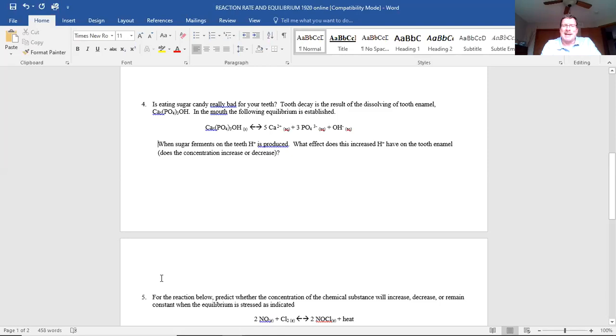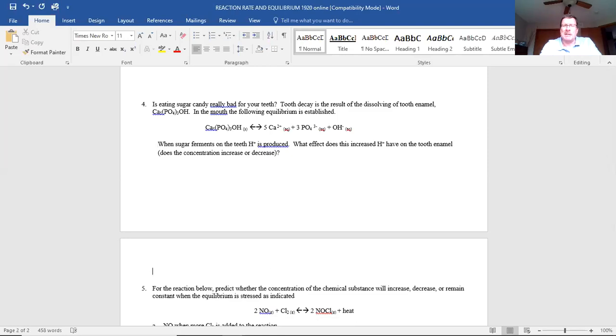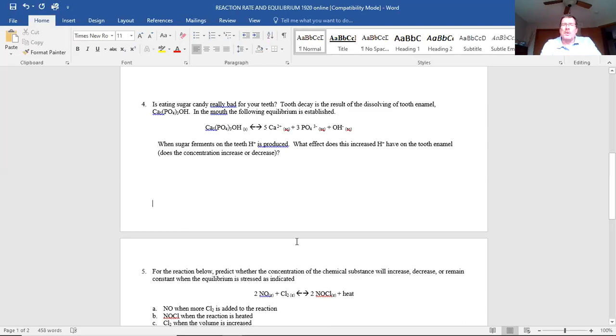Okay. I'm just going to kick this down so you can see the equation better. All right. And then the question it asks is, when the sugar kicks out the hydrogen ions, what effect does the increase in hydrogen ions have on the tooth enamel? Does the concentration increase or decrease?